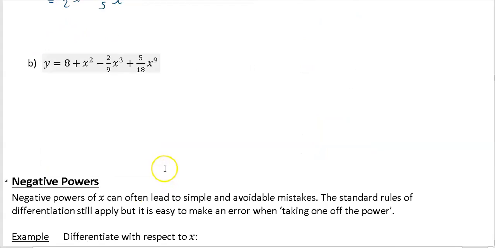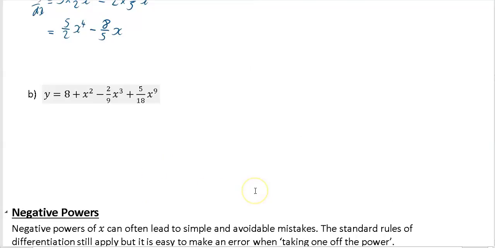Okay, next example. Here we've got 4 terms again. So if we differentiate this and see what we get, 8 is our numerical term or constant. If you differentiate a constant, you get 0, remember. So we've done this one. We're now on to the next one here. We're differentiating our x squared. So if you differentiate x squared, you're just going to get 2x to the power of 1, which we're just going to write as 2x.